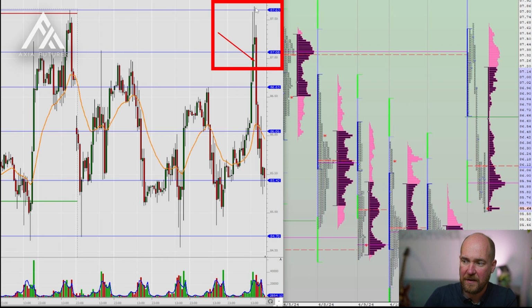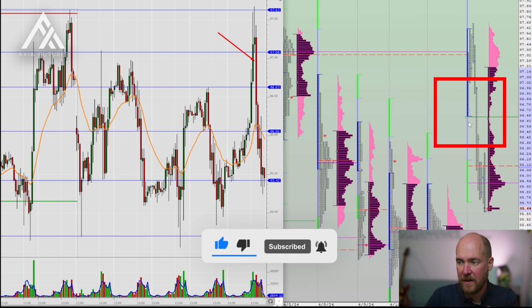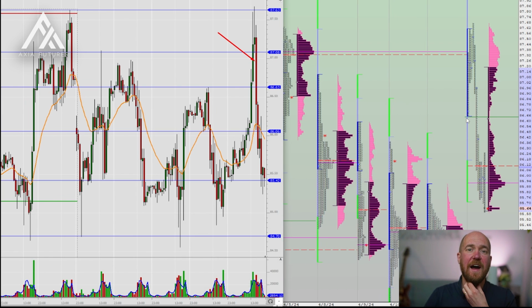Now, that's not the place to sell. The place that you want to be selling is once you start to come back through the cash session open, through the initial balance. At this point, now you are confirmed on a move down. But there is actually an earlier point to potentially sell.